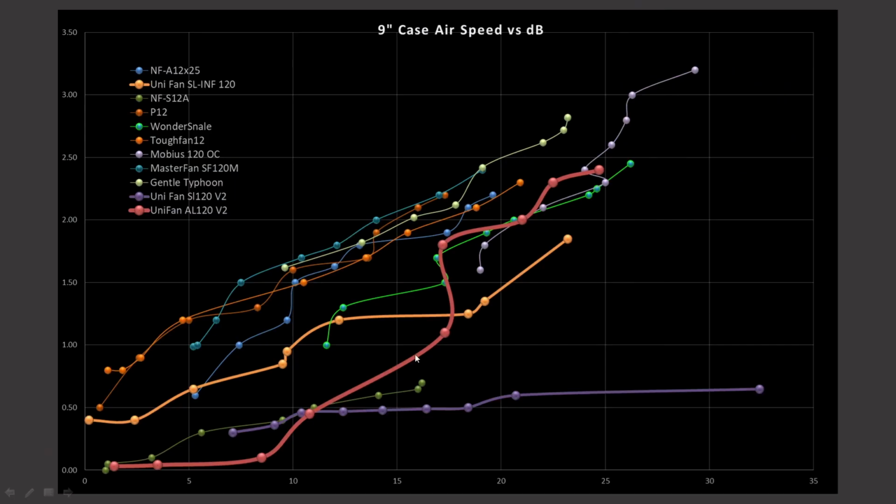So we have the AL120 version 2 as this purple line, and it's pretty much flat.